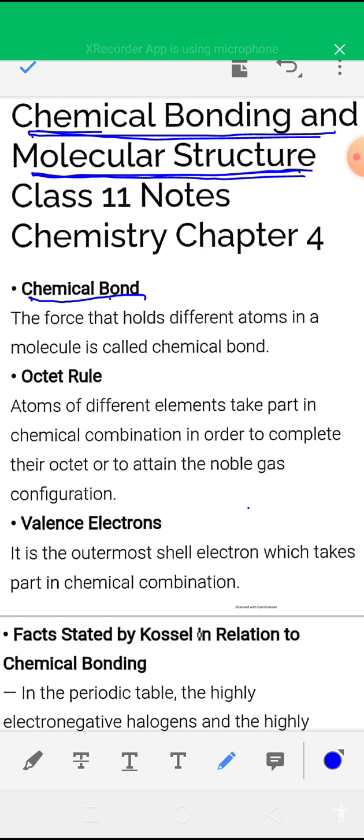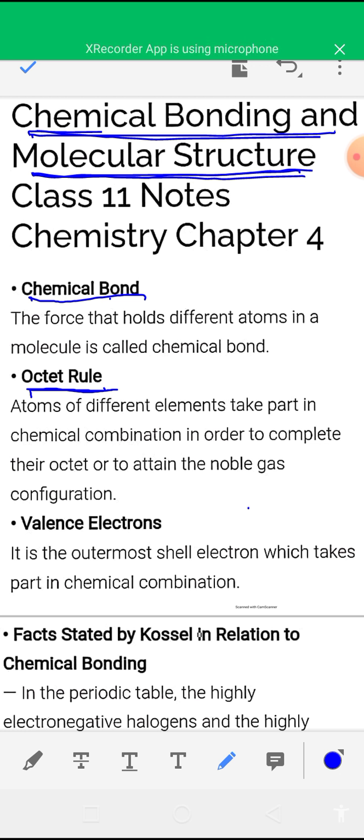Now see, octet rule. What is octet rule? You have already studied. Octet rule means 8 electrons in the valence shell of an atom. Noble gases or inert gases have 8 electrons in their valence shell. That's why they are stable in nature, except helium. Helium has only 2 electrons in its valence shell. So it is the duplet rule for helium.